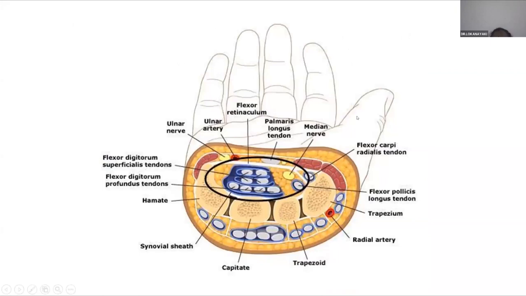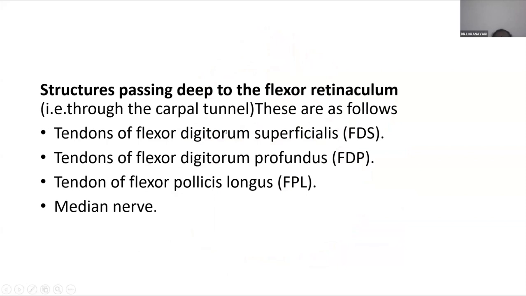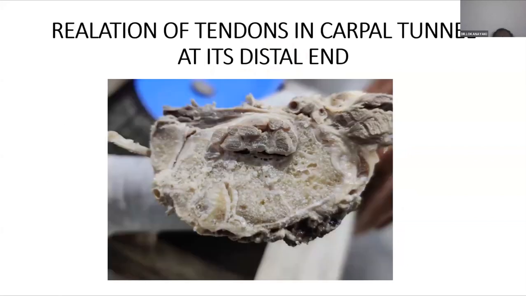This radial bursa will communicate with the thumb, whereas the ulnar bursa will communicate with the little finger. So these are the structures passing deep to the flexor retinaculum, that is, passing through the carpal tunnel.